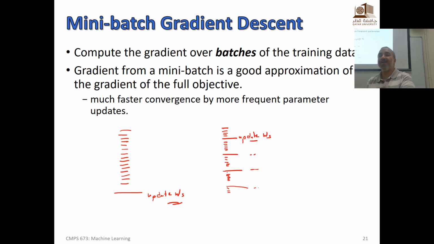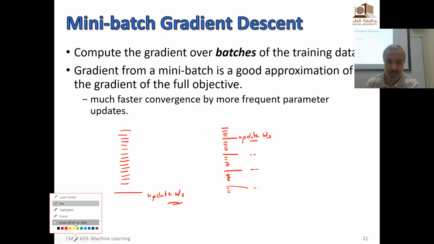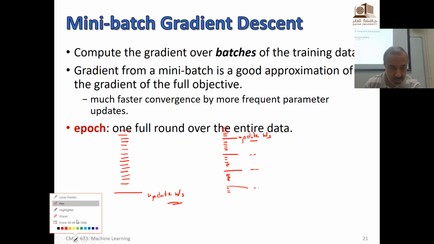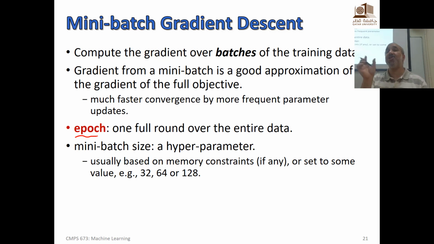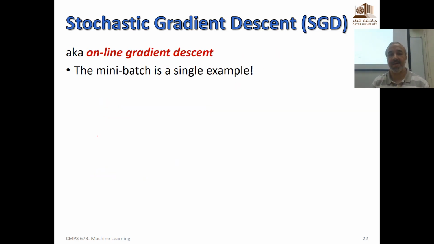Now, what is the extreme of mini batch gradient descent? When the mini batch is just one example. Okay, before that, this is just a definition that an epoch is going through the data once. It's one full round over the entire data. Of course, the mini batch size here is a hyperparameter that you can tune also, or you can just fix it to a specific number that is usually a power of 2. The extreme, as you said, will be the case when the mini batch is just a single example.